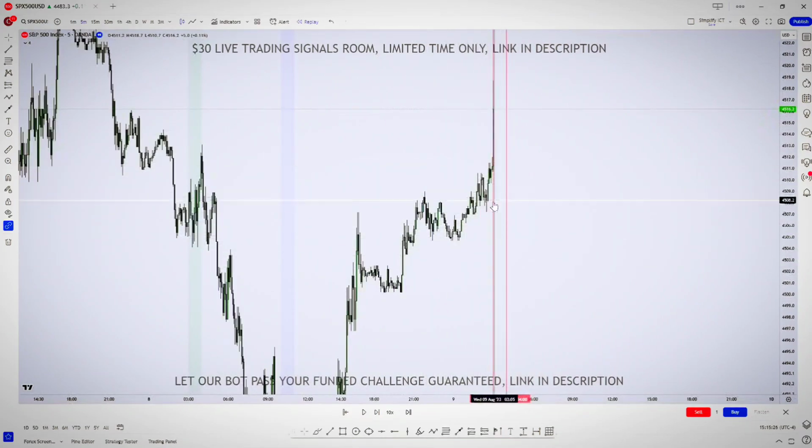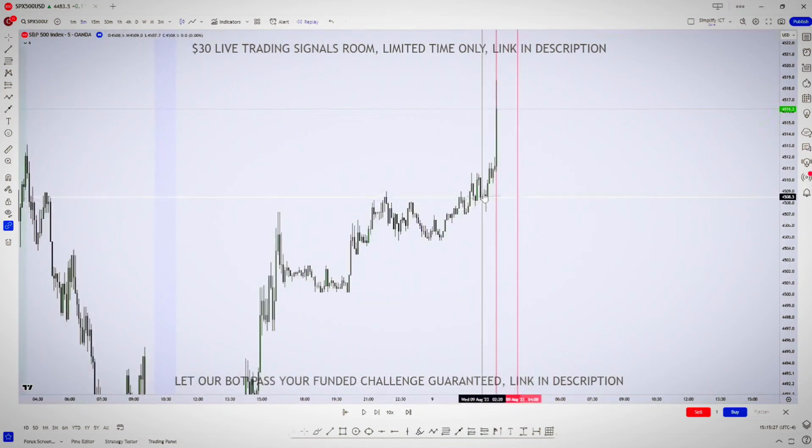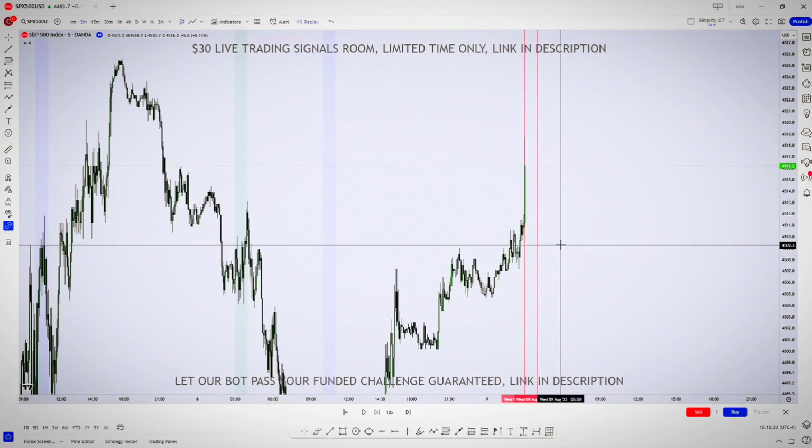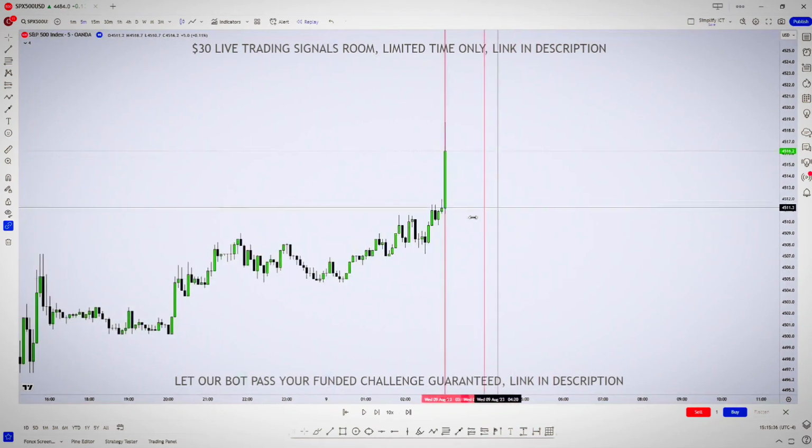Bullish order flow is being respected. As you can see, we've got order blocks being mitigated, bullish order blocks being mitigated and respected. Price is moving to the upside. So we know that institutional order flow is bullish and price made a high right now.